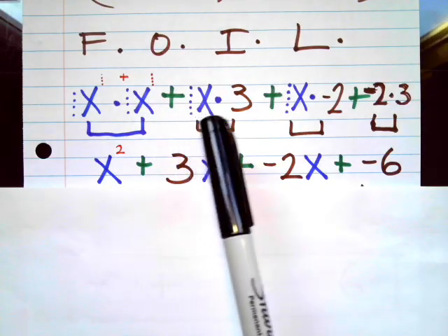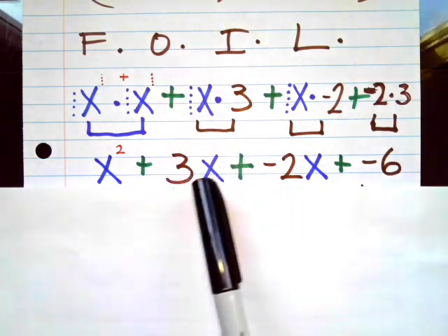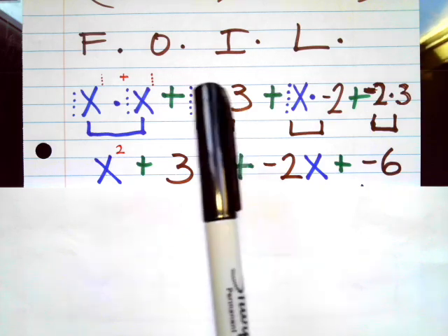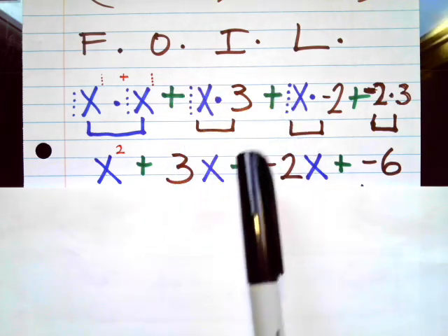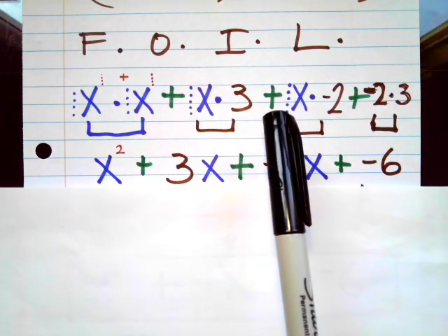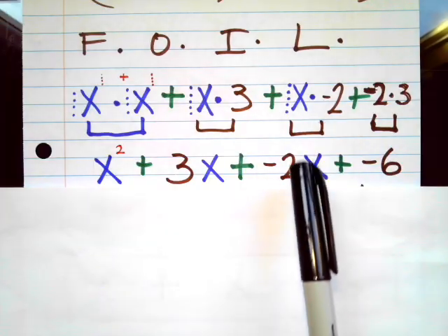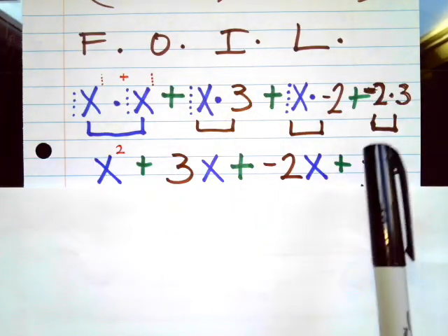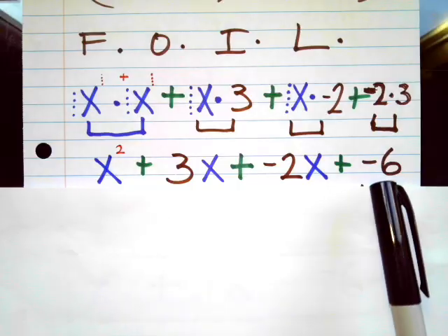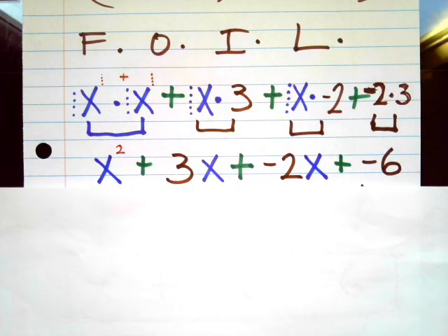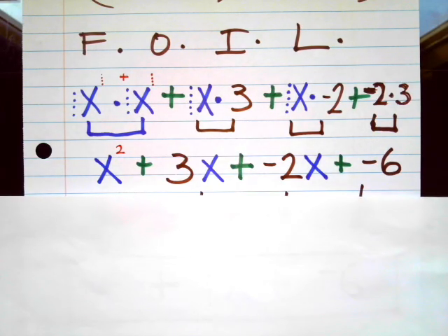Plus, 1 times 3 is 3. You got to include that x right next to each other. They're attached through multiplication. Plus, negative 2 times 1 is a negative 2x. Bring down that plus sign. Negative 2 times 3 is that negative 6. Now, we're going to combine like terms. If I did this correctly, once I combine like terms, I'll have the original expression I started with.